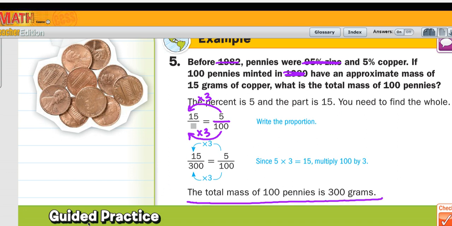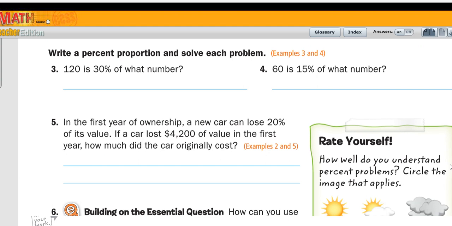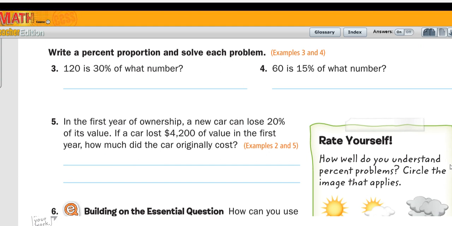I want you to take a moment and try these guided practice problems. Starting with question number 3, I'd like you to do 3, 4, and 5. When you're finished, go ahead and resume the video.